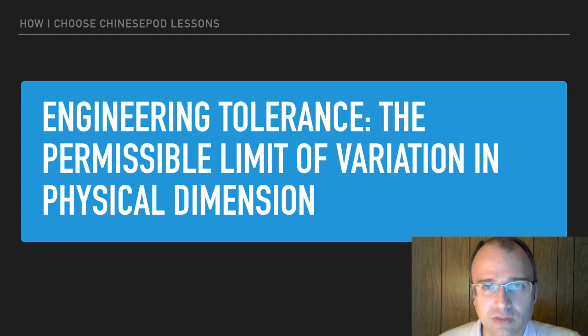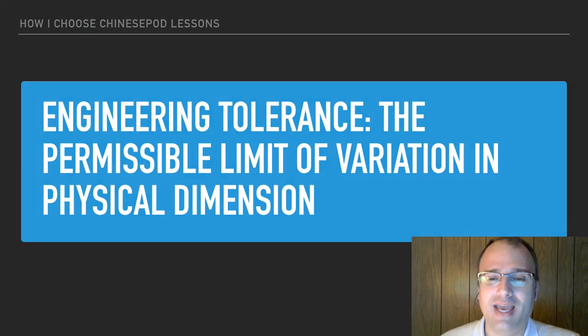Some of the tolerances we deal with is we've got a spec that's 8 microns. And if it's 10 microns, it's a problem. If it's 5 microns, it's a bit of a problem. So we run very, very tight tolerances because of the nature of what we're doing. ChinesePod, because of the nature of what it does, has to run extremely tight tolerances at each level.